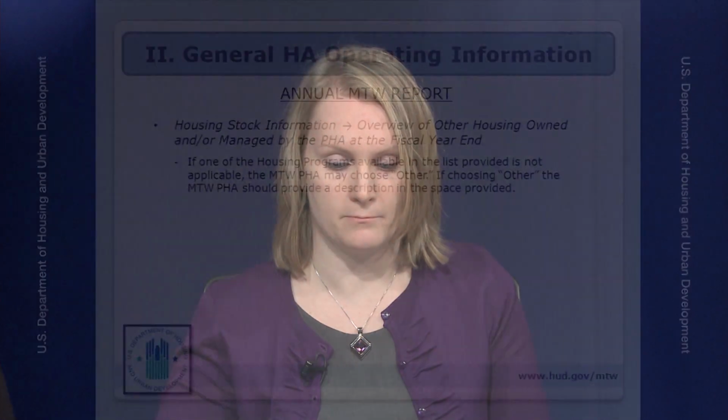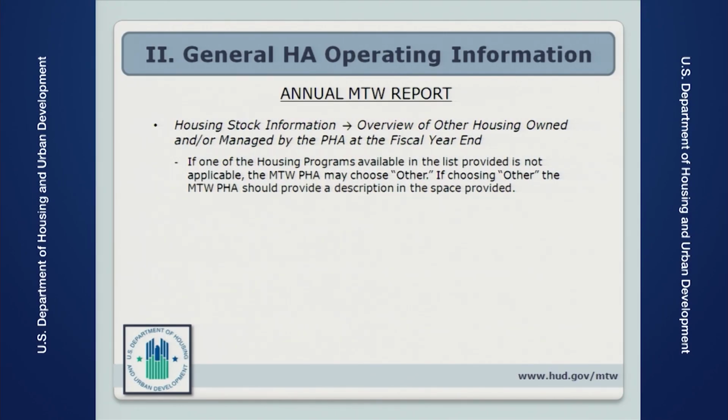Okay, next is the overview of other housing owned or managed by the agency at the end of the fiscal year. Again, here agencies will have the chance to report on other properties that they may own or manage. There's a list of categories that can be used there. If you are choosing other, again, there's a space to define what you mean by other. So please, if you use other as a category, you must have a corresponding definition of what you mean by other.